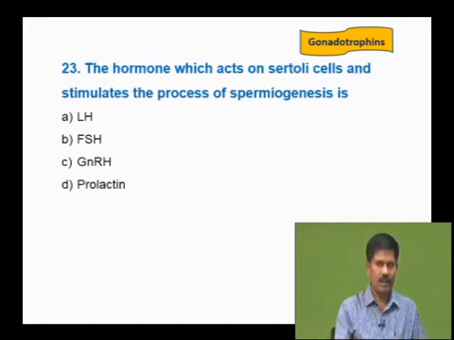Follicle stimulating hormone acts on Sertoli cells for the secretion of certain factors. Those factors are essential for transformation of spermatids into sperm. This process is called spermiogenesis. But LH acts on Leydig cells for the secretion of testosterone, which in turn stimulates spermatogenesis. So the right option is FSH, follicle stimulating hormone.